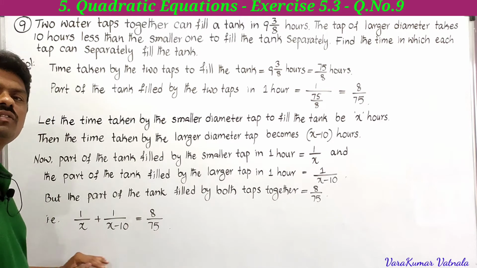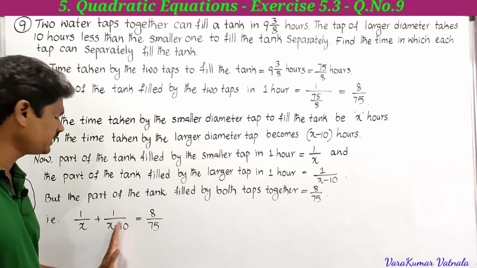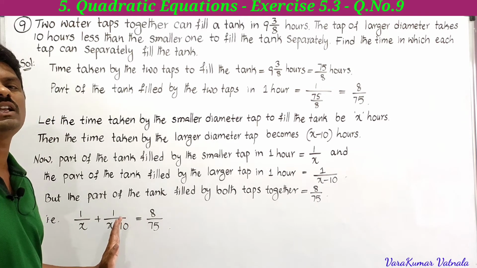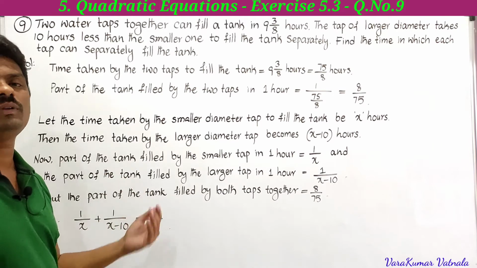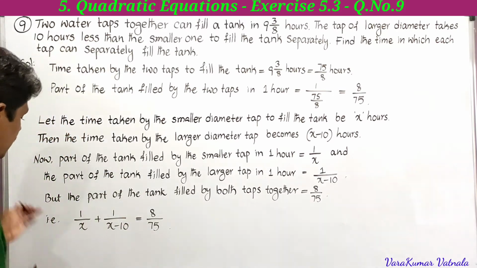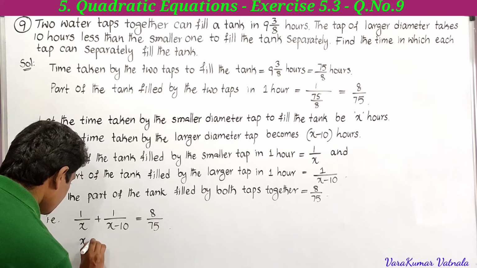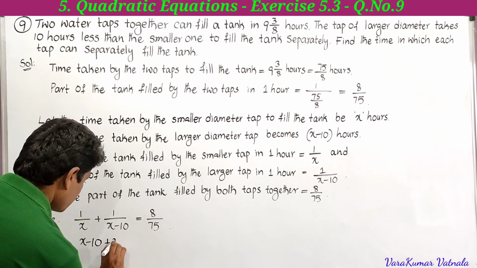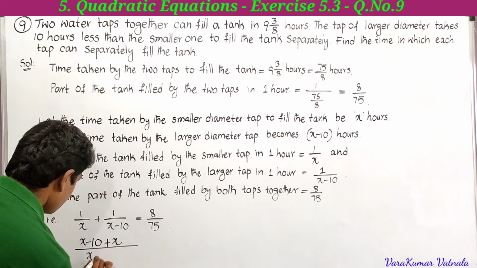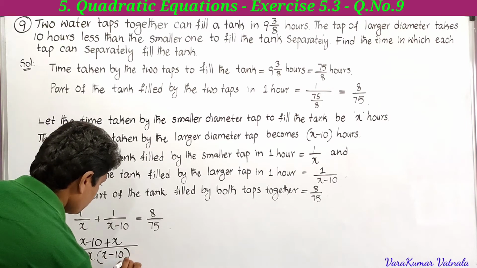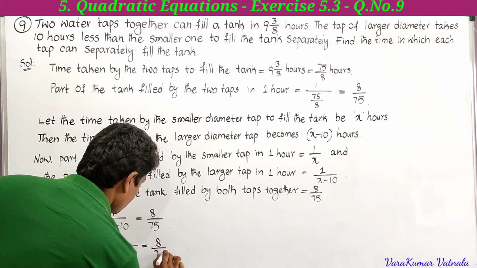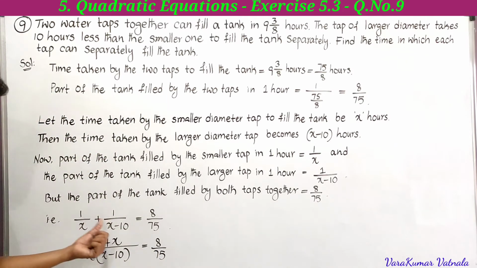Now from this equation we have to simplify. By simplifying this equation we can get a quadratic equation in the form ax square plus bx plus c equal to 0. So now we have to find the LCM. See here what we get. 1 into (x minus 10) is x minus 10, plus 1 into x is x, divided by x into (x minus 10), is equal to 8/75.